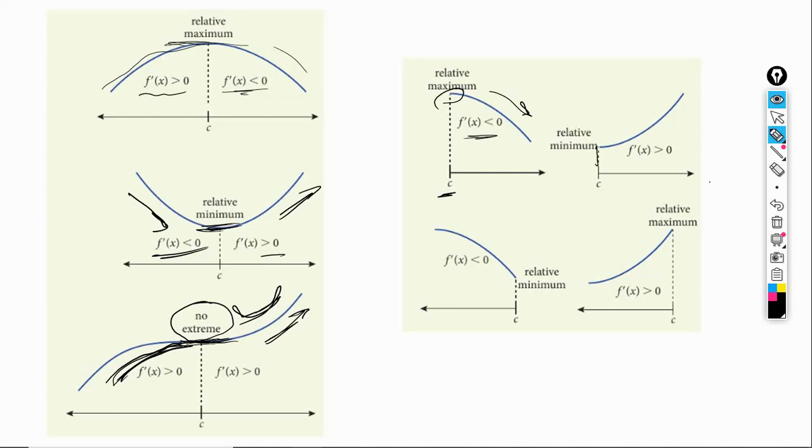You would have a relative minimum here at point C, and then the graph increasing, and the derivative greater than 0. And here, exactly the same, but with C to the right. So we have decreasing, a relative minimum at point C, and here we have increasing, a relative maximum at point C. And notice that the derivatives correspond with the increasing or decreasing of the graphs.